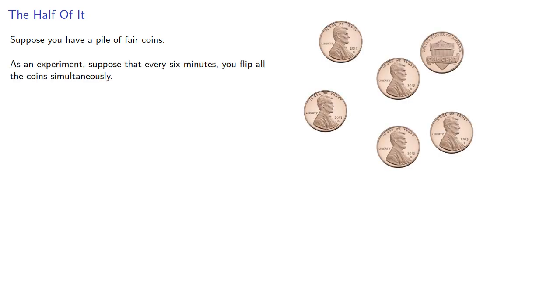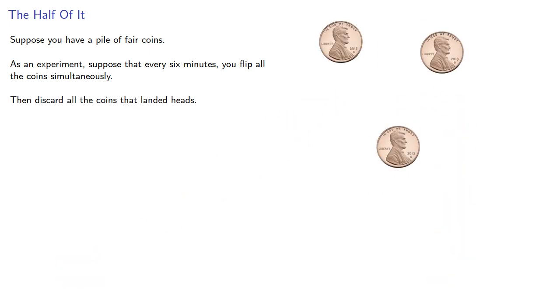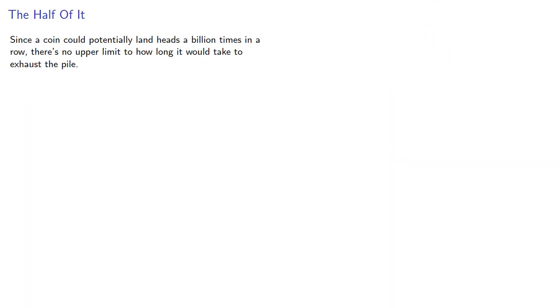Suppose you have a pile of fair coins. As an experiment, suppose that every 6 minutes you flip all the coins simultaneously, then discard all the coins that landed heads. How long would it take before you exhausted all the coins? Since a coin could potentially land heads 1 billion times in a row, there's no upper limit to how long it would take to exhaust the pile.